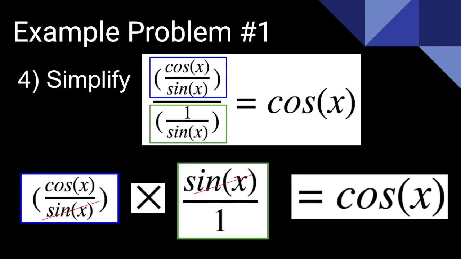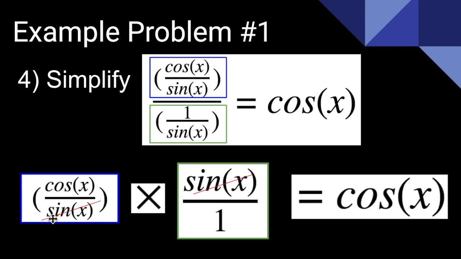So now it looks a little bit more confusing because we've added some more elements. However, if you just focus on one side, you'll see that it's really not that complicated. All you have to do is divide cosine of x over sine of x by 1 over sine of x. And if you remember, when you are dividing fractions, you want to do keep, change the sign to multiplication, and flip the denominator. So you're going to get cosine of x over sine of x times sine of x over 1.